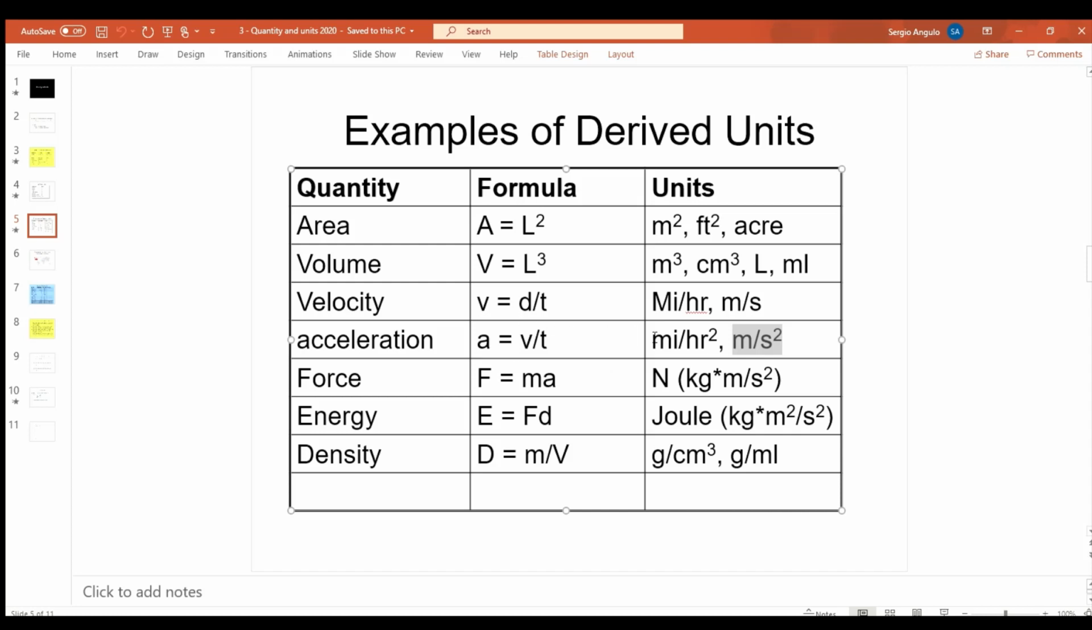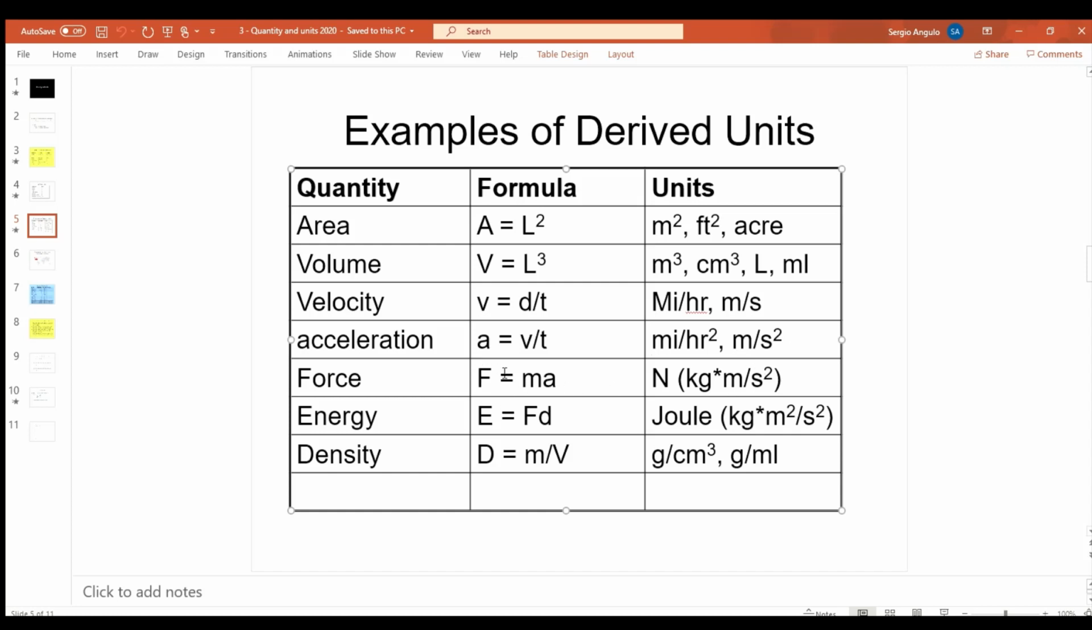Another way, if you're using miles per hour, you divide by hours. How does the velocity in miles per hour change? Divided by another hour and you get miles per hour squared. You'll hardly ever see that.